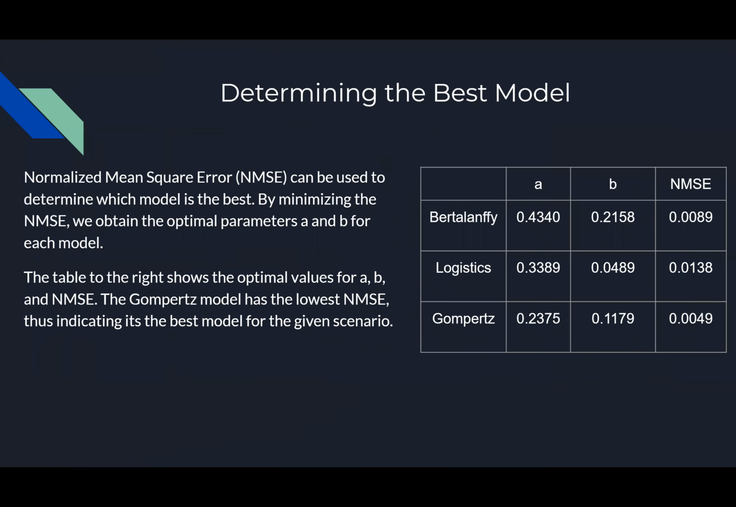How are we going to determine the best model? Well, we're going to use normalized mean square error. By minimizing this value, we can obtain the optimal parameters A and B for each model. The table to the right shows the optimal values for A and B and NMSE. As you can see, the Gompertz model has the lowest NMSE, thus indicating it is the best model for this given scenario.